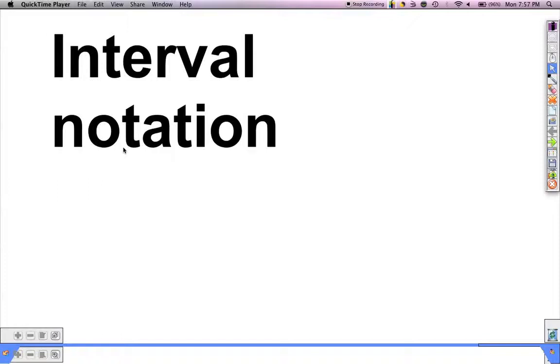Okay, and this is one of the honors extensions. We're going to talk about interval notation. Interval notation for inequalities, nothing's really different, but it's just a new way to write whatever our final answer is.